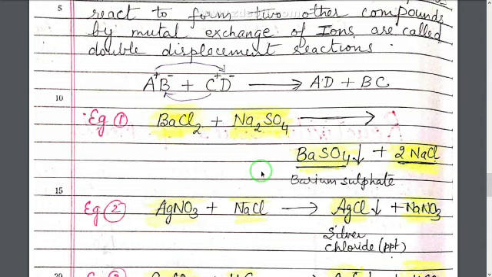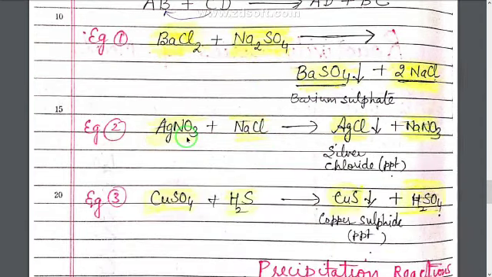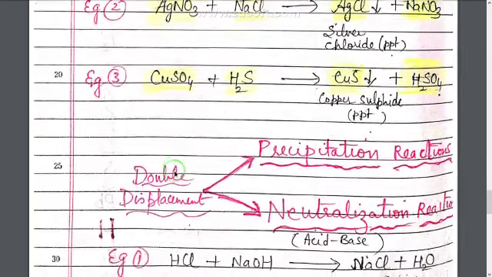The next example is silver nitrate reacts with sodium chloride. So again exchange of ions. Both the compounds decompose and exchange the ions. Silver chloride and sodium nitrate are formed. The third equation is when copper sulfate reacts with hydrogen sulfide. Copper sulfide is formed in the form of a black precipitate and sulfuric acid is formed. So all these are examples of double displacement reactions.